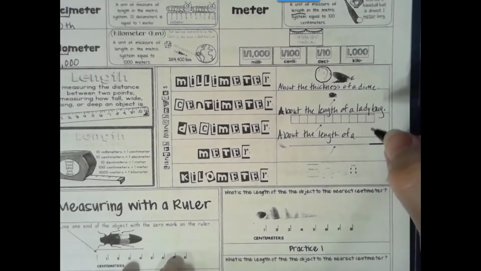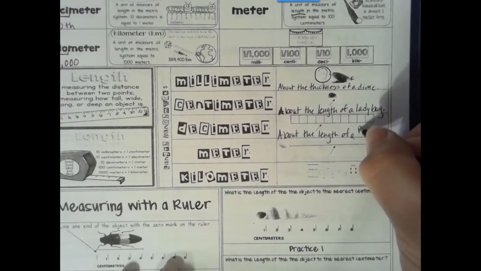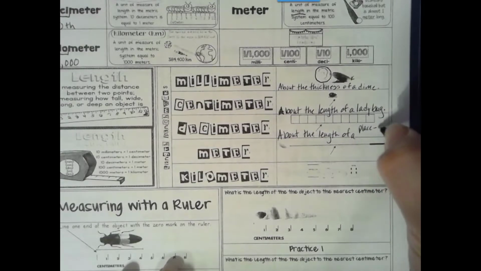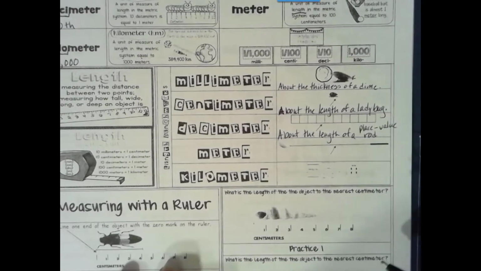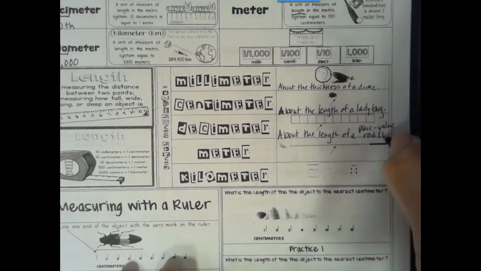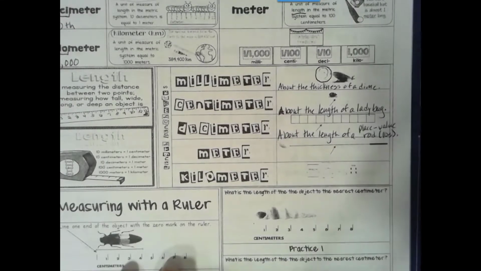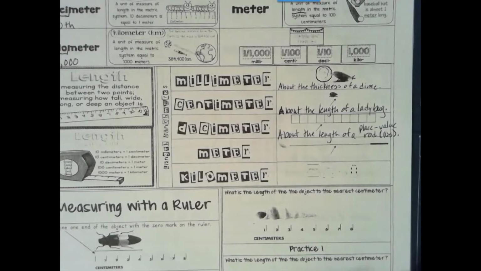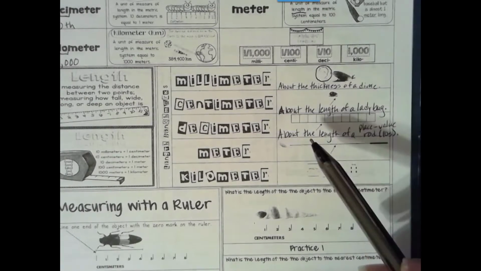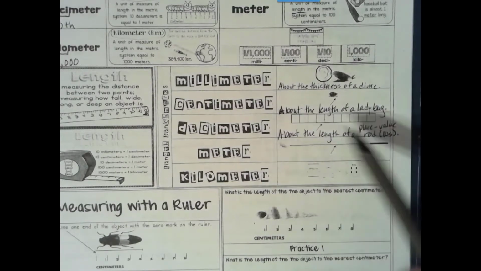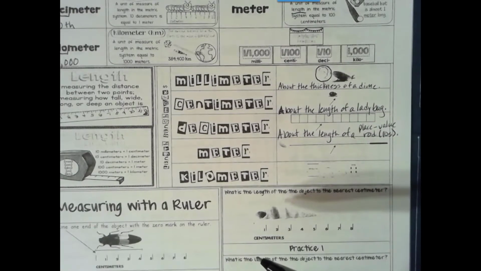About the length of a place value rod. The one that we use for the tens. So if you stacked 100 dimes, that would be about the length of this place value rod.